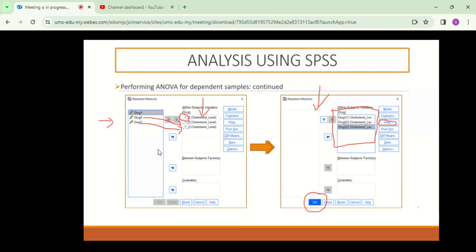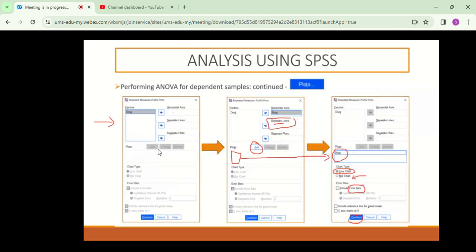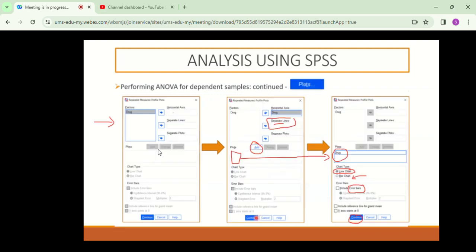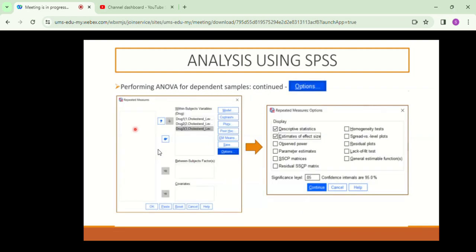Okay, the last one, option. So when I click option, I will get this dialog box, right? When I click option here, I will get the second dialog box.